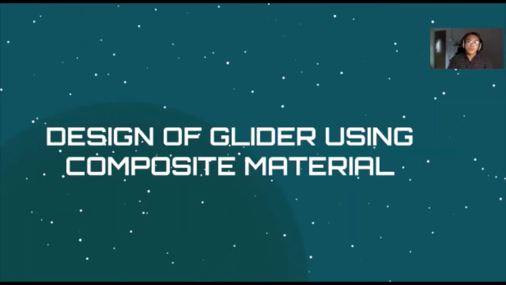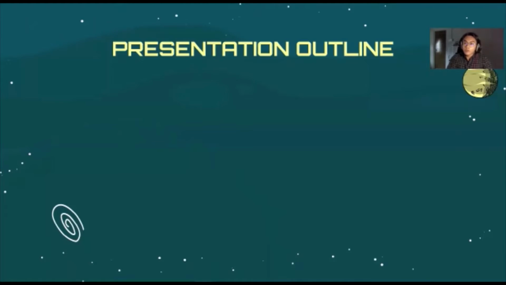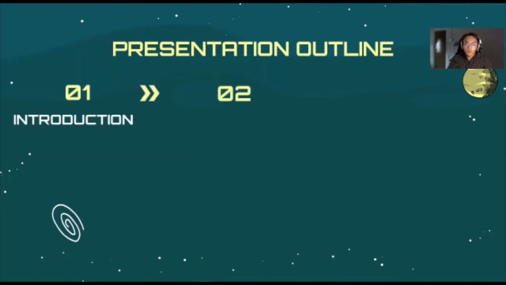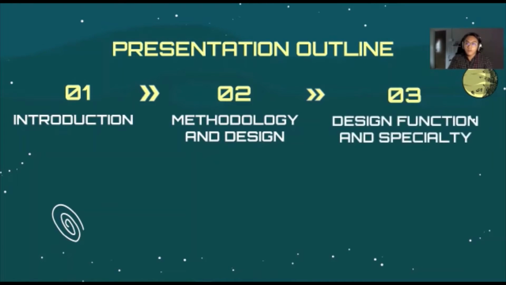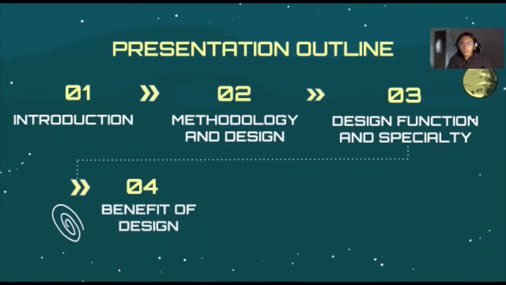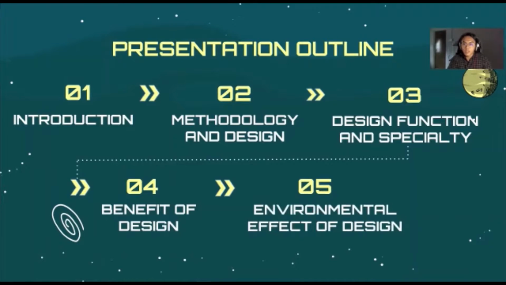Let's get started. The title of our project is the design of glider using composite material. Before that, we are going to go through the presentation outline. We're going to start from the introduction, and then move on to the methodology and design. Thirdly, we're going to cover the design function and specialty. After that, we're going to explain the benefit of design. And last but not least, we're going to cover the environmental effect of the design.